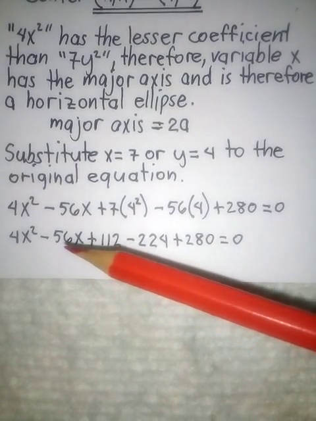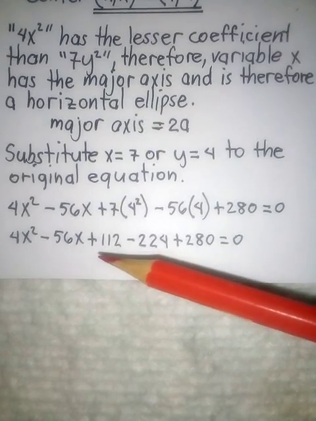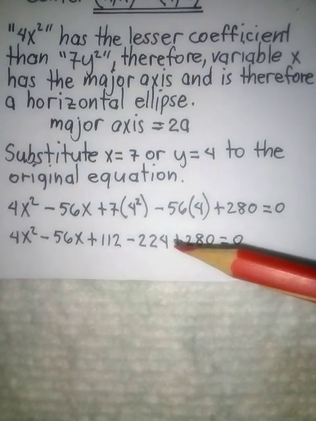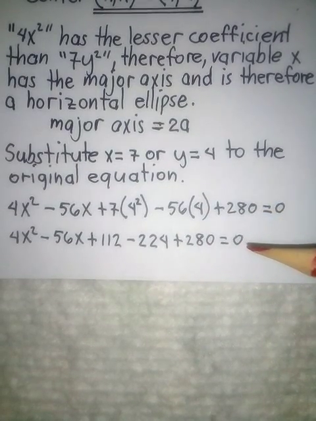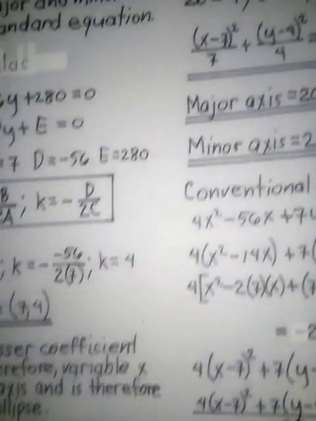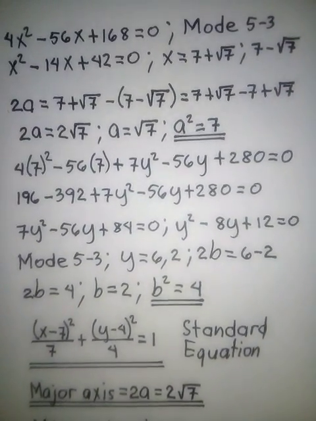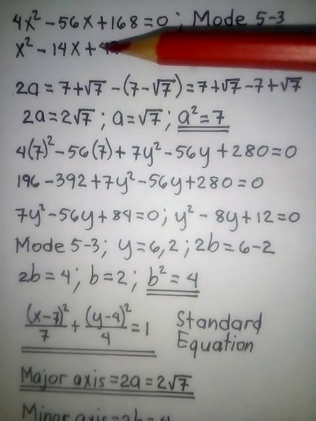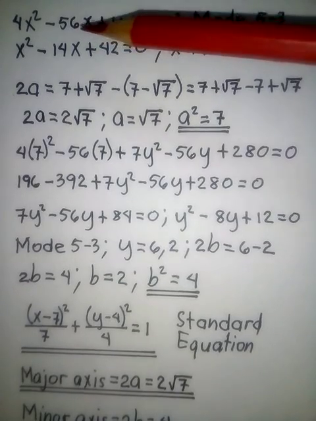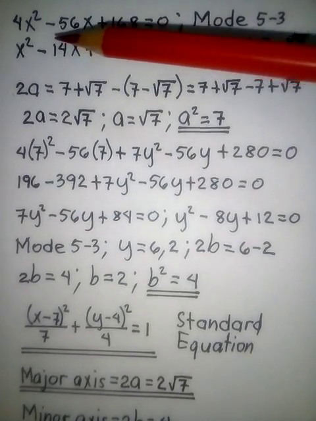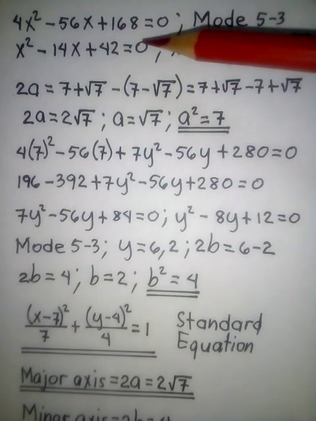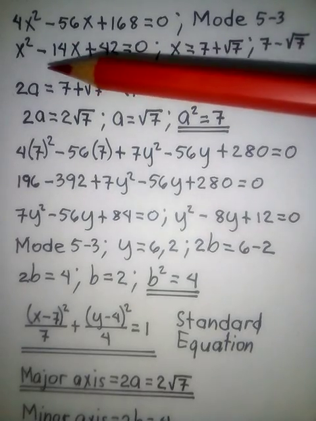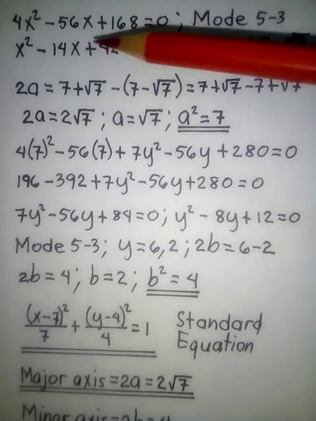Okay. So, we will now have a quadratic equation. After simplifying everything, we will get 4x squared minus 56x plus 168 is equal to 0. Simplifying this further, we will get x squared minus 14x plus 42 is equal to 0. Using mode 5.3 of our calculator, we will get x is equal to 7 plus square root of 7 and 7 minus square root of 7.